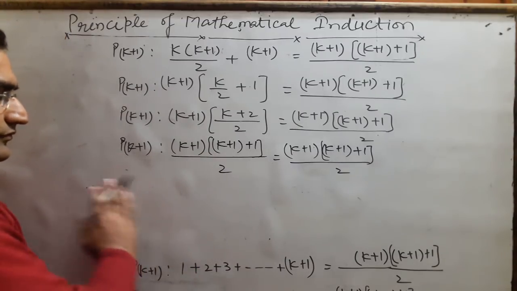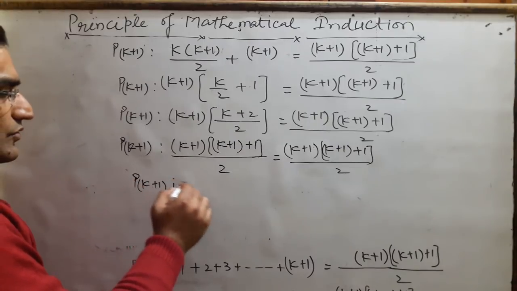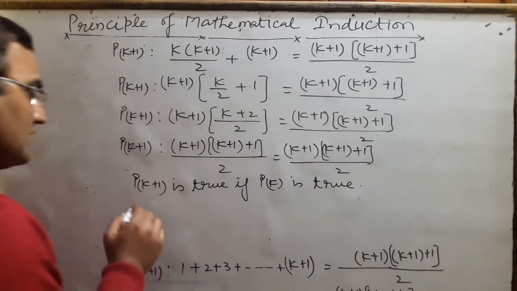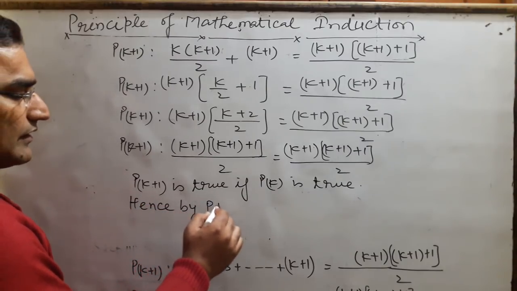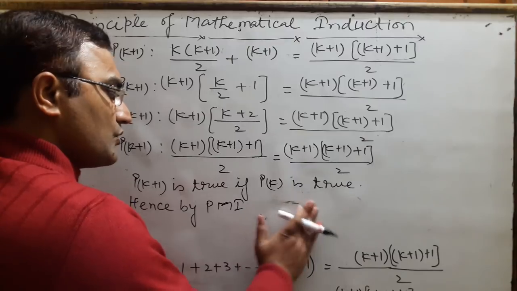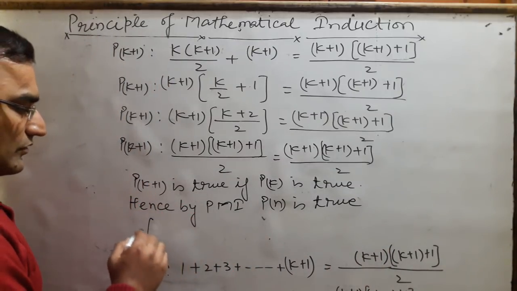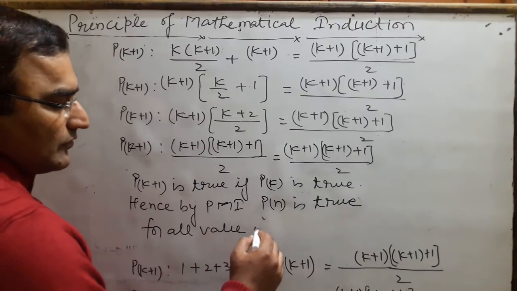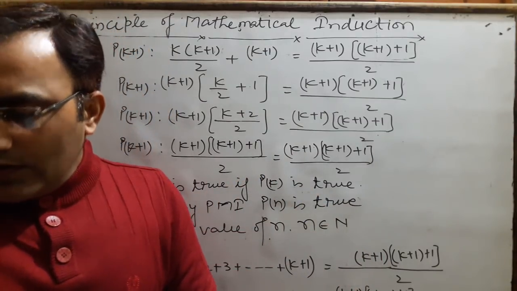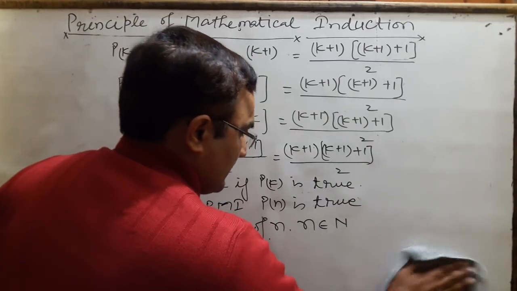Okay. After that, in all questions of PMI, write the statement: Pk plus 1 is true if Pk is true. Hence, by PMI, the given statement, hence by PMI Pn is true for all values of n, n belongs to capital N. This language is compulsory in all questions of PMI. I hope aapko samajh mein aaya hoga. Okay. Now discuss the next question.